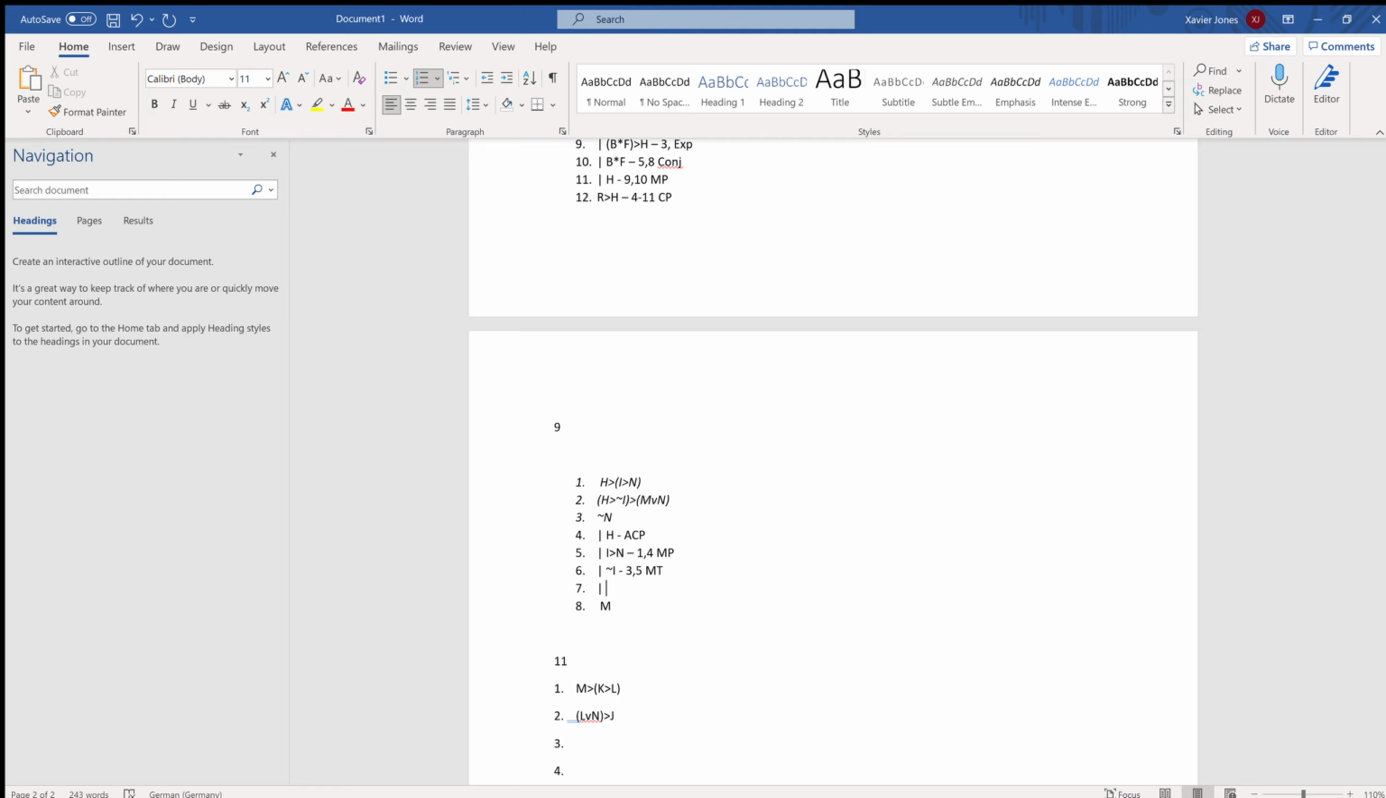Let me look again. So potentially we could use some material implication, right? But that's an or though. But we can add not I to this though, right? No. Yeah, we can. So we can just add H or not I. Oh no, because then it would be wrong.